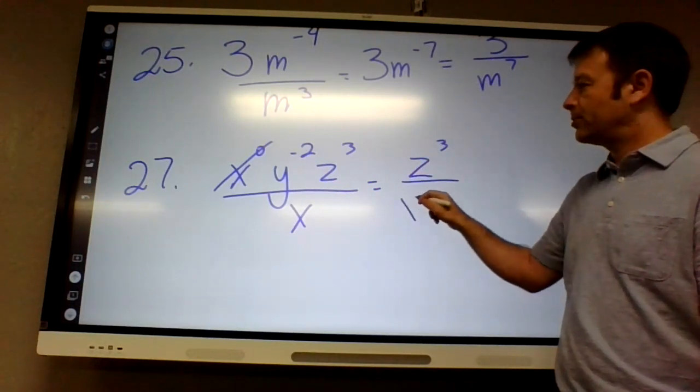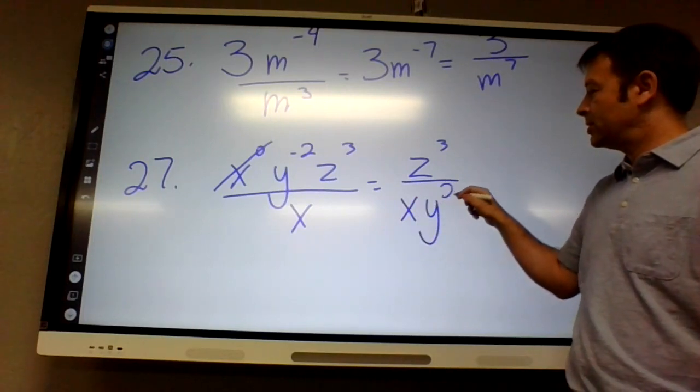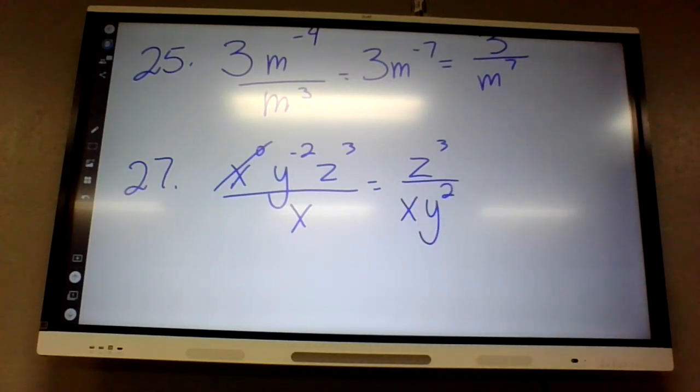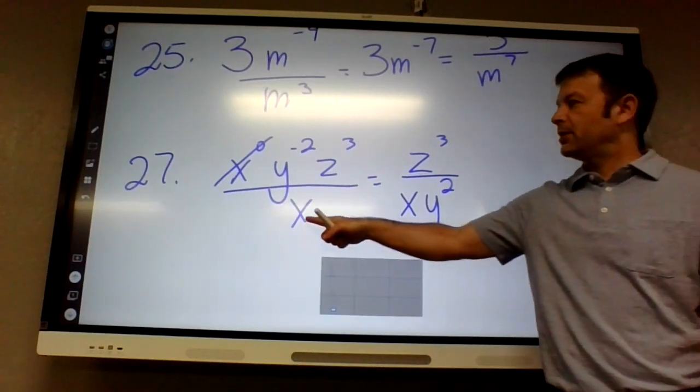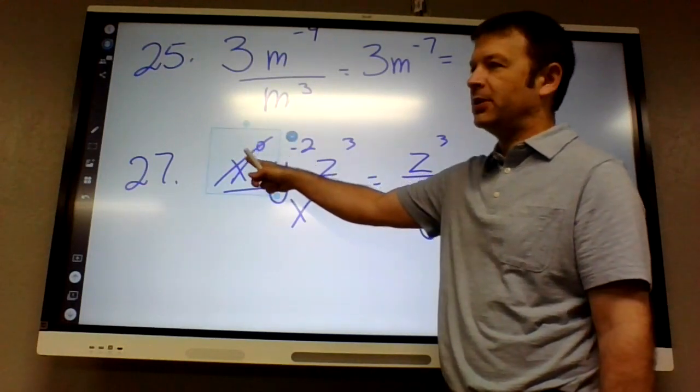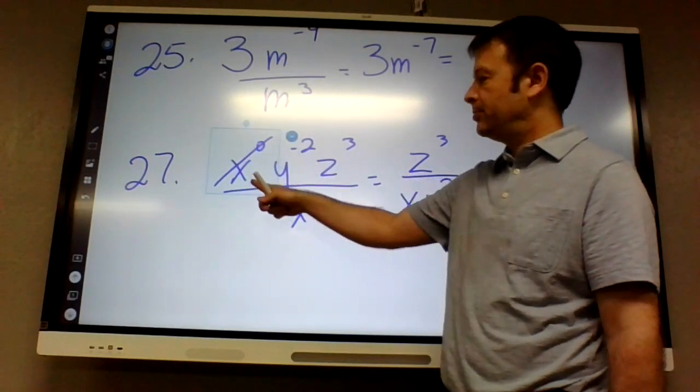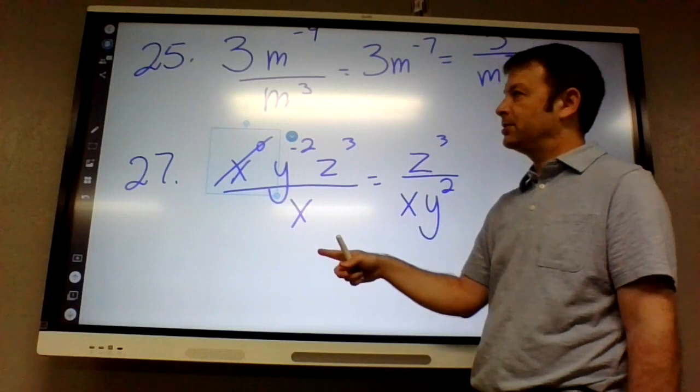And I'll put it in alphabetical order. xy squared is now on the bottom. This x to the 0 was like nothing, basically. But the x on the bottom was still there.